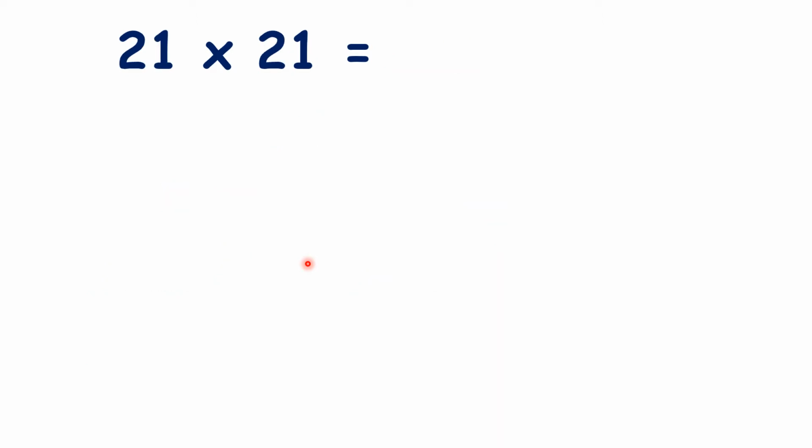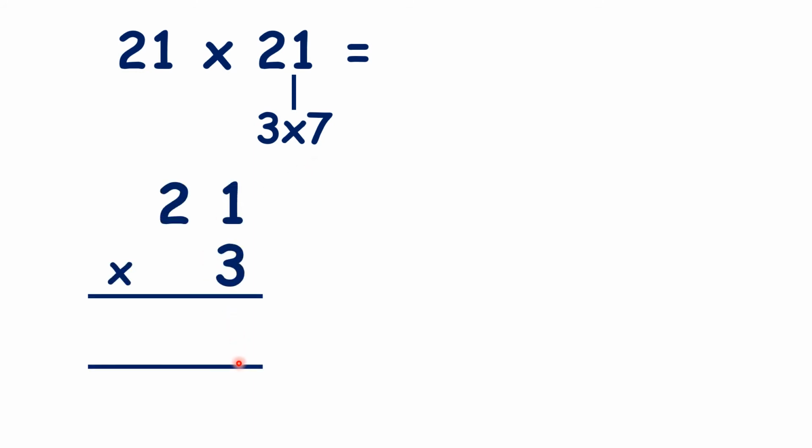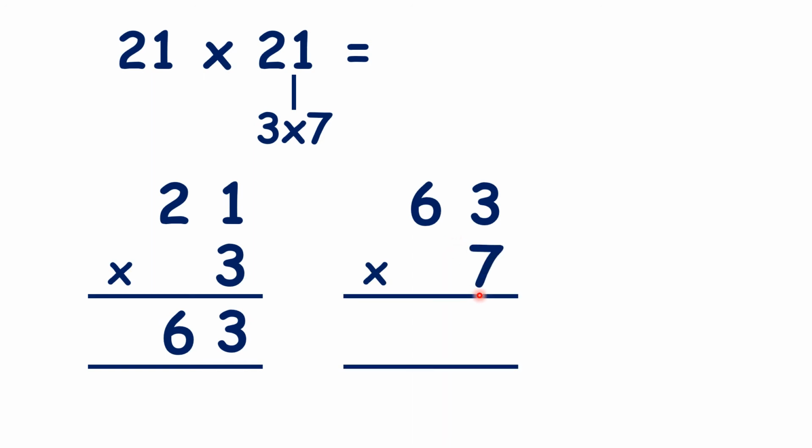So with 21 times 21, we can use the factors 3 and 7. Pause the video and see if you can get the answer. 21 times 3, so times the first of our factor pairs, is 63. And then 63 times 7, times the second of our factor pairs, is 441. So we have our answer.